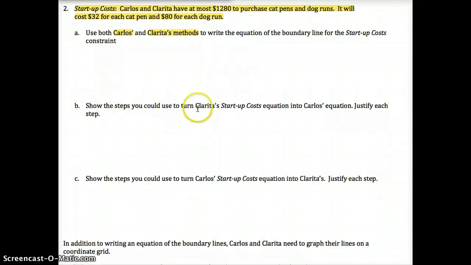Then B, you are turning Clarita's into Carlos's. Okay, another rearranging problem from standard form to y-intercept form. And then C is the back the other way from y-intercept into standard form. So that should be shown as well with those steps clearly shown.